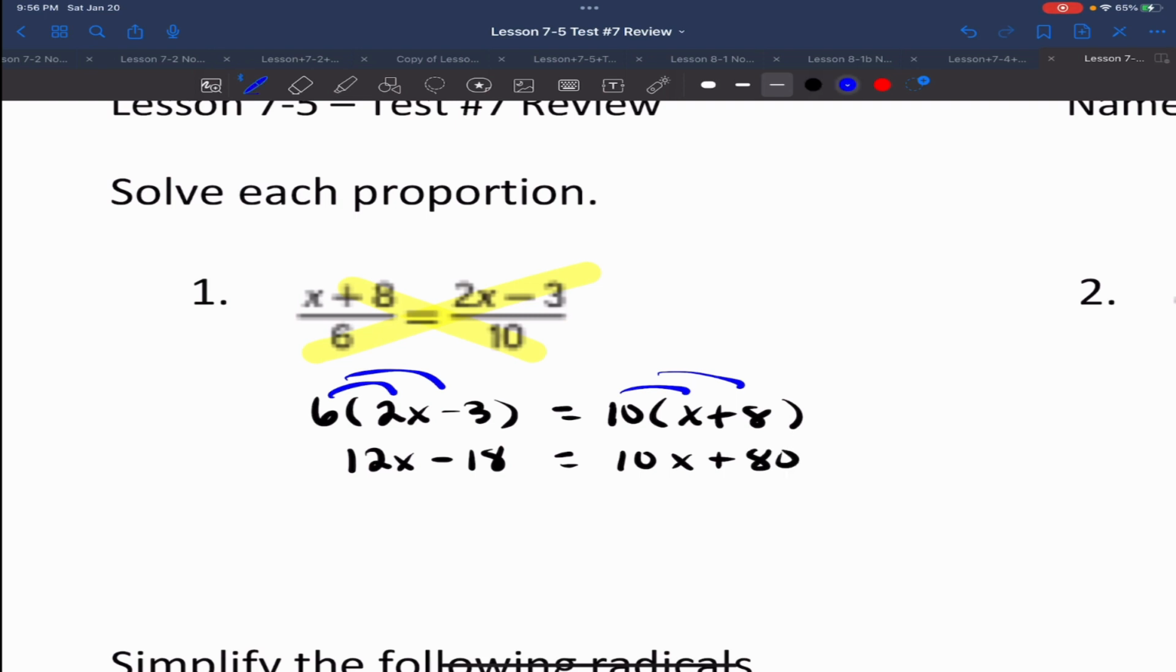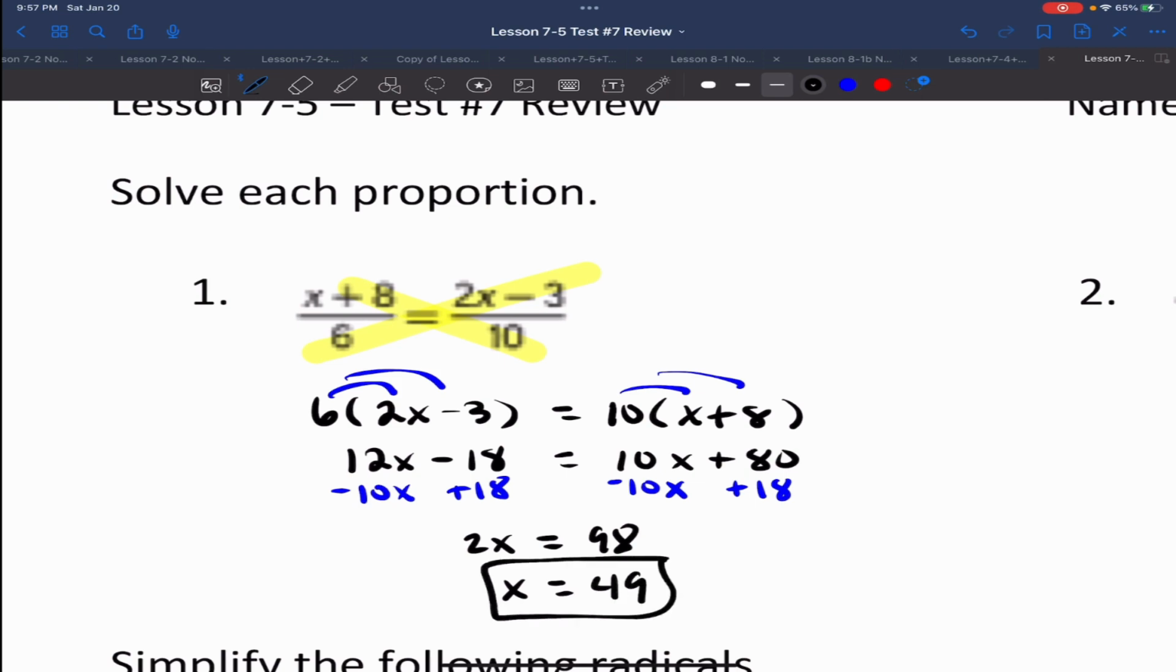So if I subtract both sides by 10x, and at the same time add 18 to both sides, I should get 2x is equal to 98. So dividing both sides by 2, that should leave you with x is 49. That's your answer.